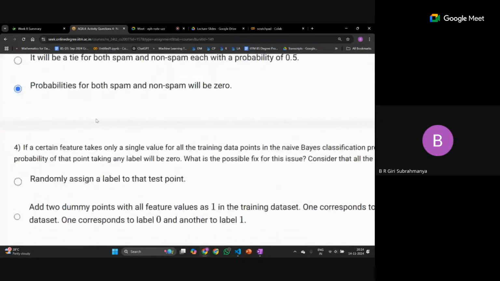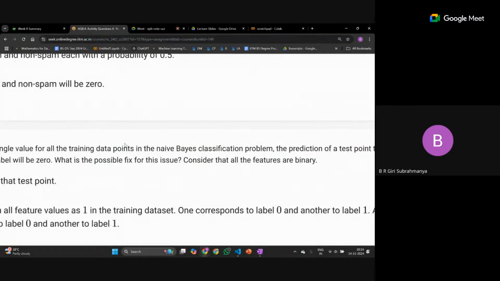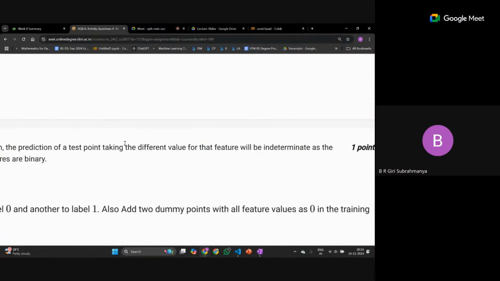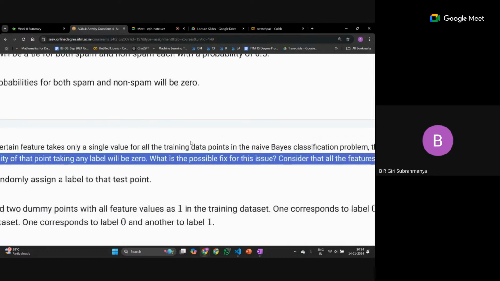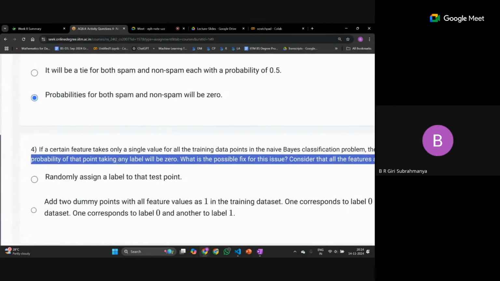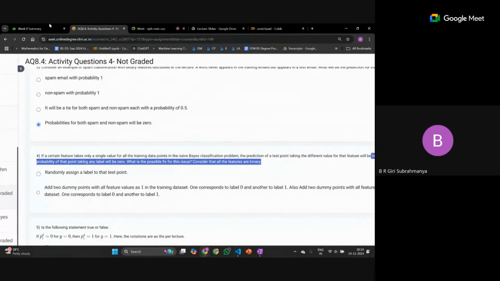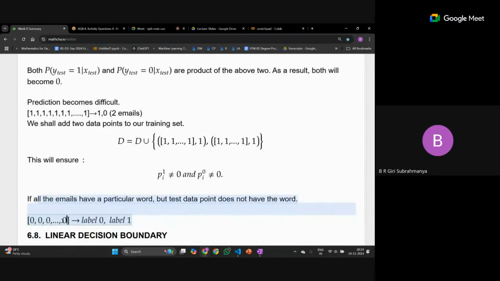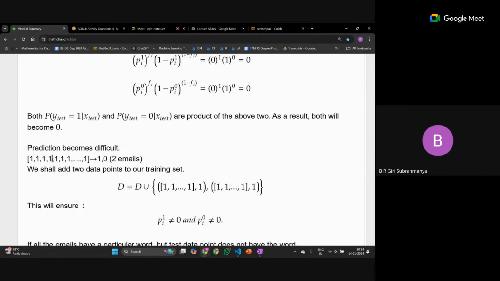Now, if a certain feature takes a single value for all the training data points, and the prediction for a test point takes a different value for that feature, then the prediction will be indeterminate, as the probability will become 0. Now, what is the possibility to fix? That's what I discussed, right? If that word is present in all emails, you add 0. If that word is not present, you add 1.